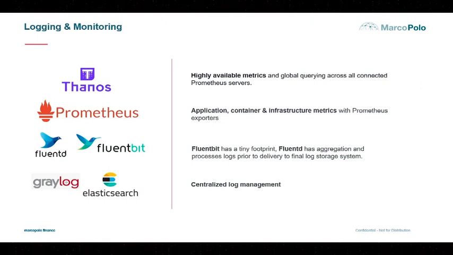So Thanos helps us to distribute the load to multiple Prometheus installations, and these are built alongside our Kubernetes clusters. So you'll have a Prometheus server on every Kubernetes cluster. And it also gave us the ability to deploy Prometheus in HA mode, and we use Azure Blob as a centralized store for basically the data. FluentBit and FluentD were chosen because they have a tiny footprint. FluentBit gives us per node log collection, and then FluentBit delivers to the upstream aggregator FluentD, which then provides the multiplexing and the initial processing of logs, which are then delivered to Graylog and Elasticsearch.